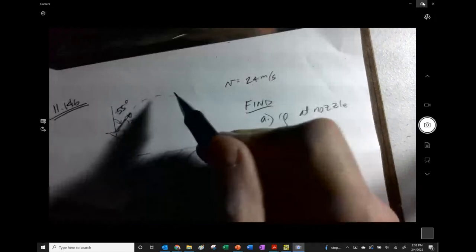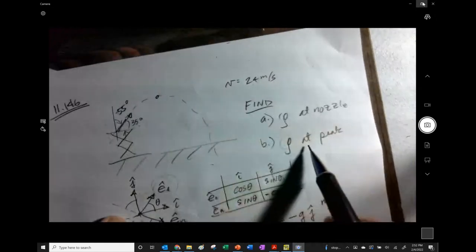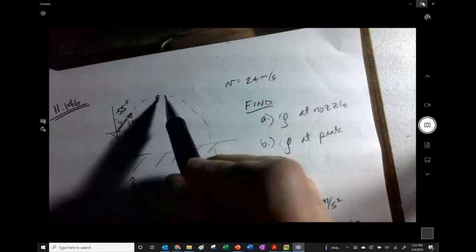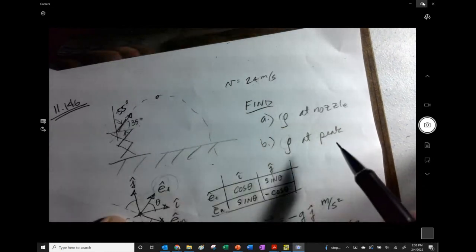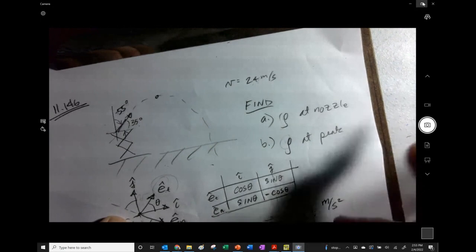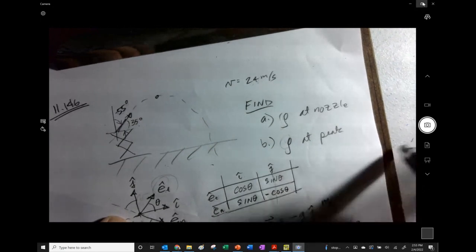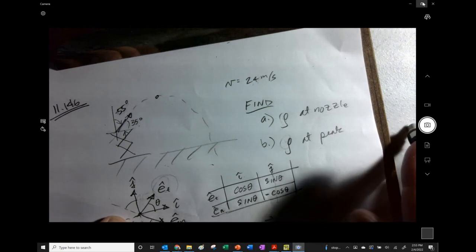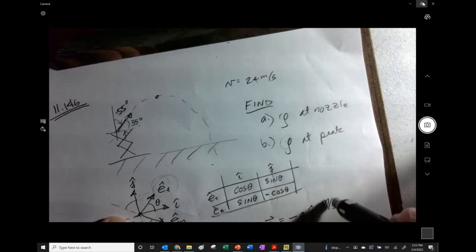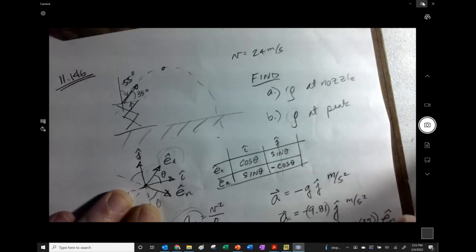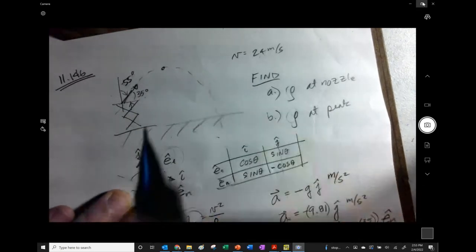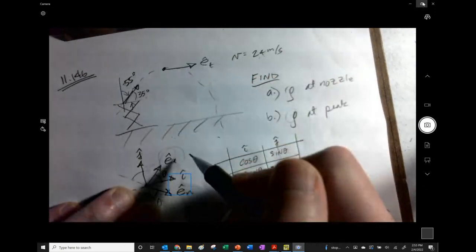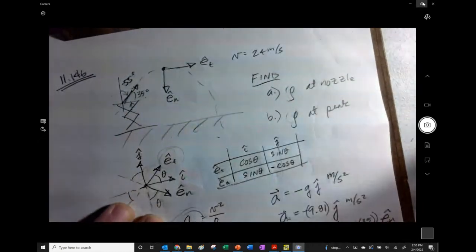Part B is kind of easy. Because what do we know about the situation at the peak right here? Velocity 0. Is the velocity 0? Isn't acceleration 0? Turns around. No, the acceleration is still 9.81. This is the direction it's moving, right? When it gets to the peak.